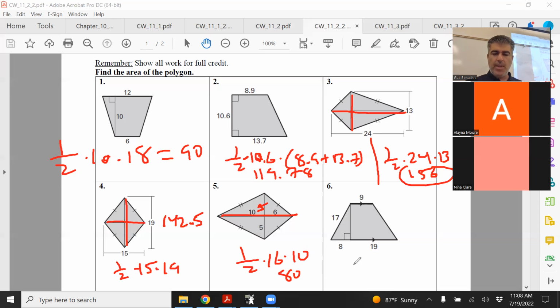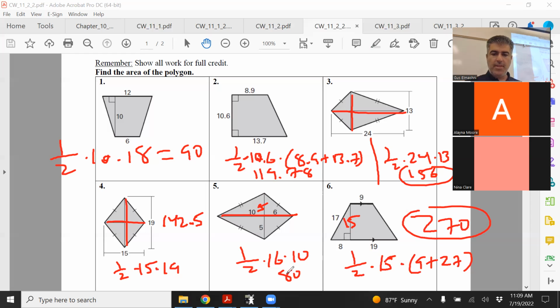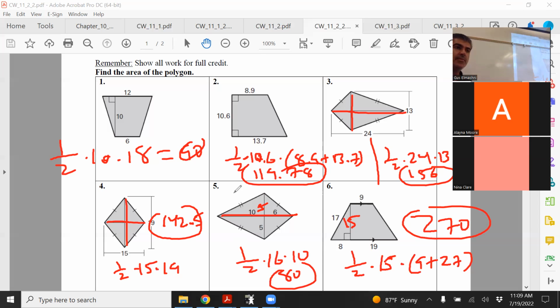This will be 1/2 times 7. Nope, that's going to be 15, by the way. You have to solve for that. So you have to use the Pythagorean theorem to get the height. And you have 9 plus 27. The other base is 27. Divide by 2, you should get 270. So: 270, 80, 142.5, 90, 119.7, 156. Any questions on any of those? Make sure you make corrections.